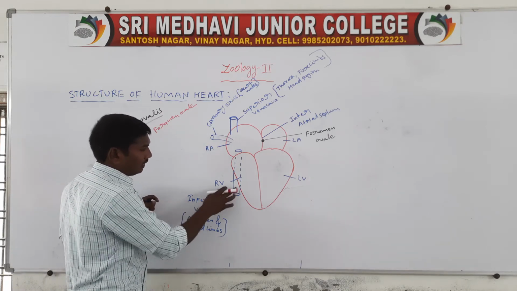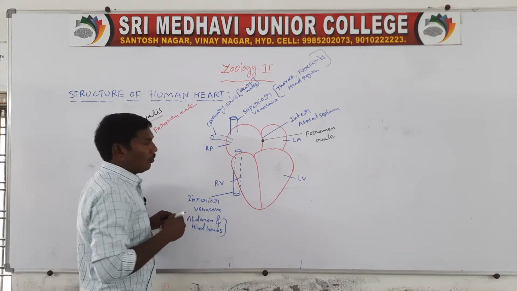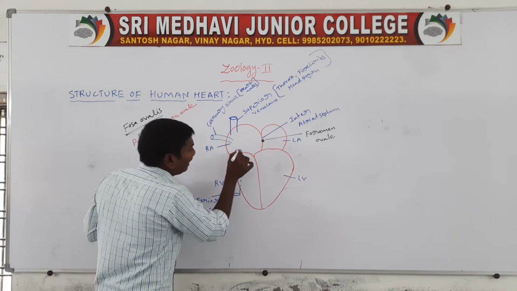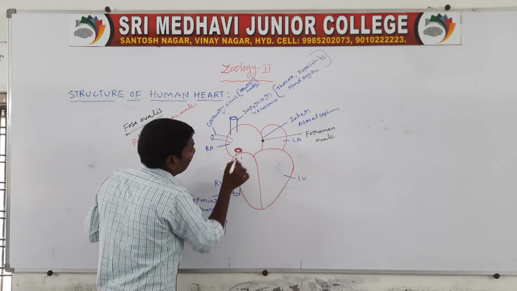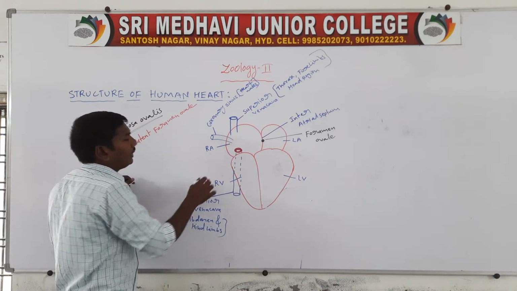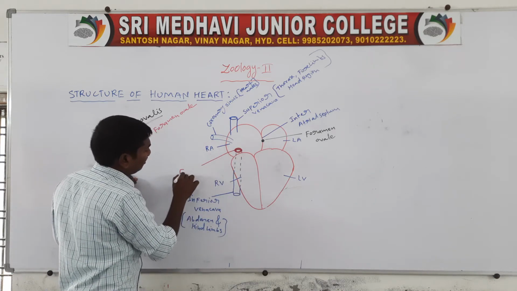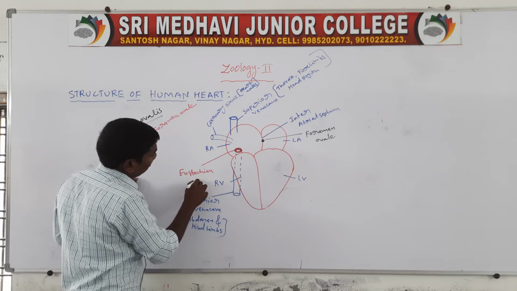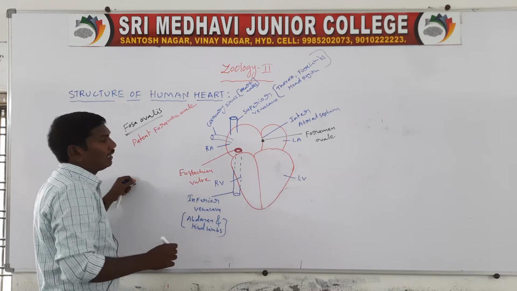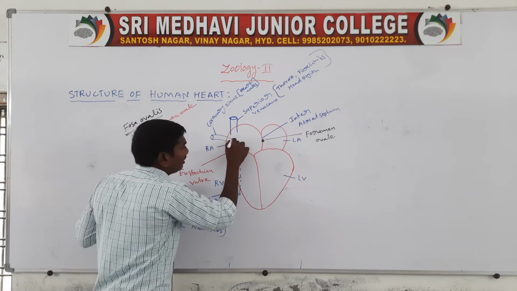Next one, the inferior vena cava opens into the right atrium. In this region there is a valve. The valve is called the Eustachian valve.